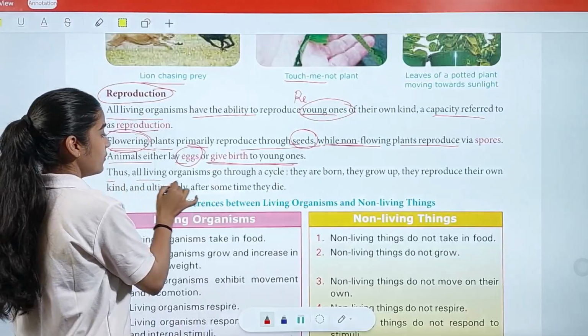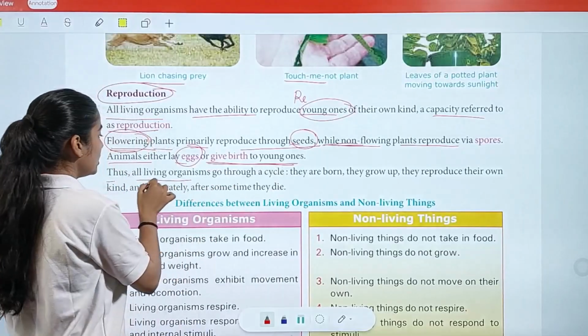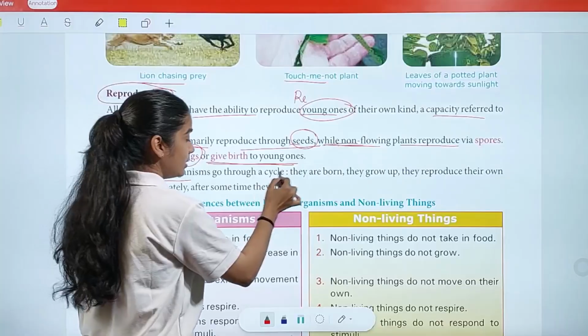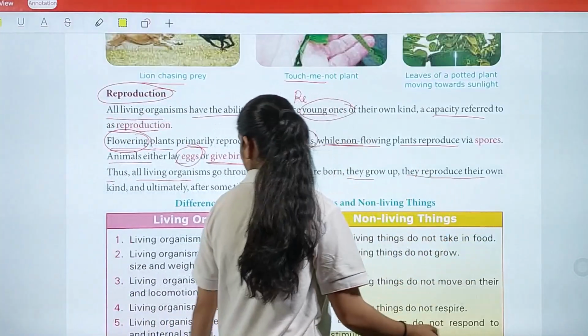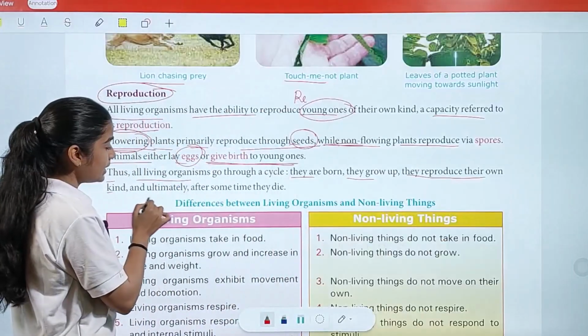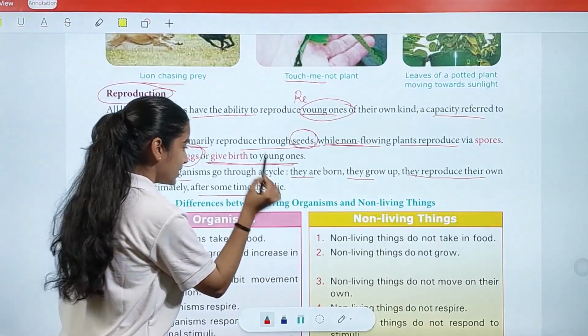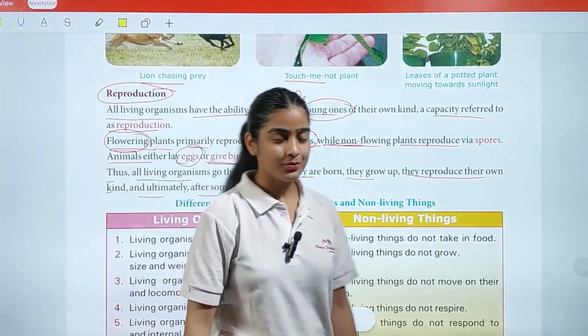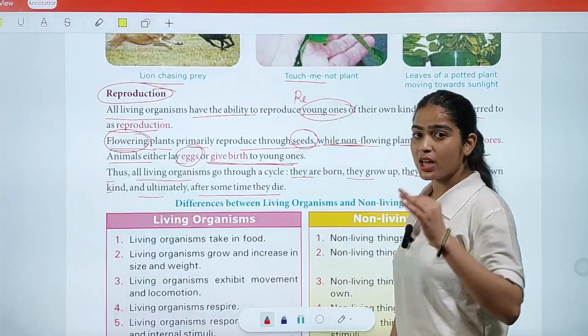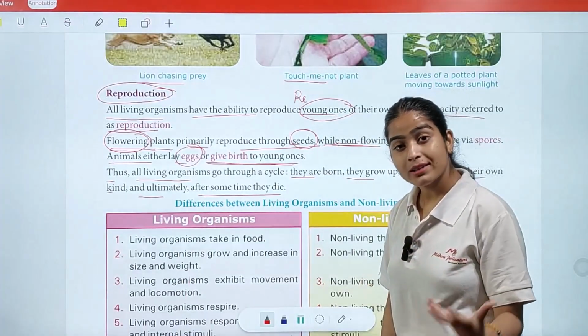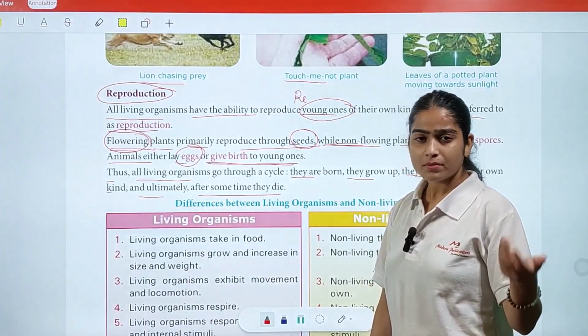Thus, all living organisms go through a cycle. They are born, they grow up, they reproduce their own kind, and ultimately after some time they die. So what we understand here is that this process is done by each and every living thing. Now what are the living things we have?